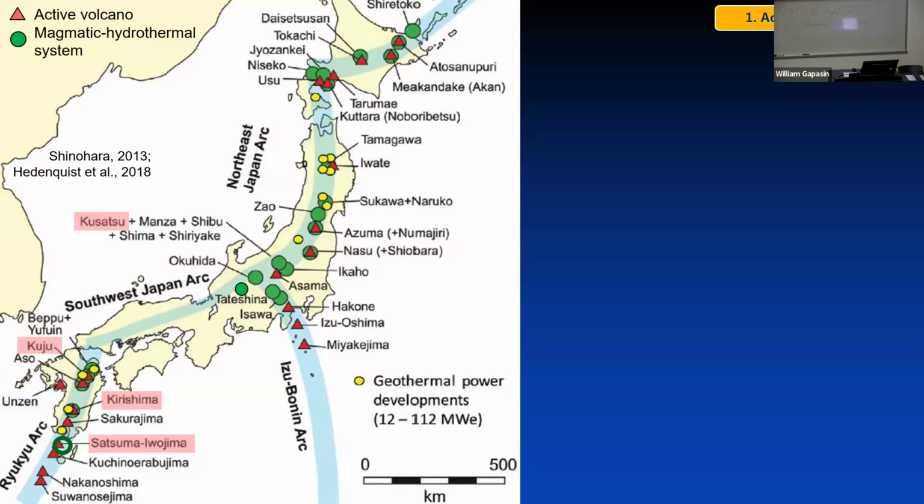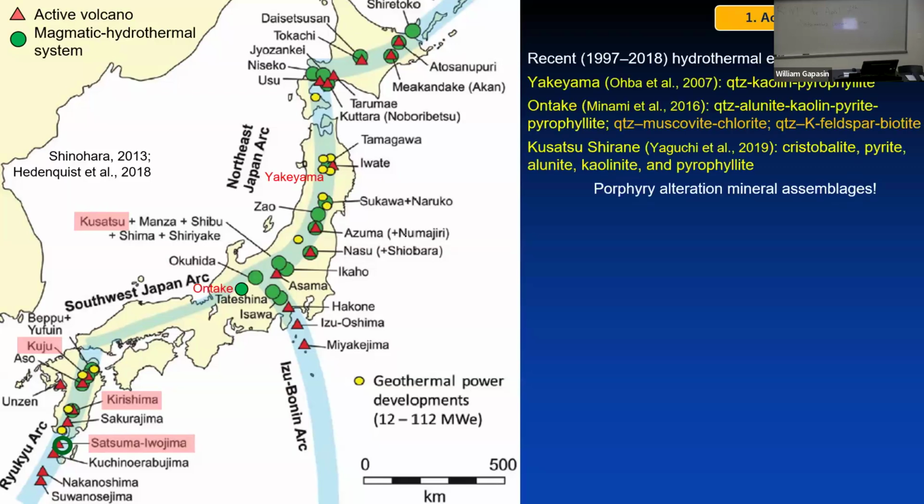Go to Japan, 41 active volcanoes. Virtually all of the active volcanoes have magmatic hydrothermal systems, acidic magmatic hydrothermal systems. Three recently erupted: Takayama, Ontake, and Kusatsu-Shirane, right there. These are the erupted products from those hydrothermal eruptions. Quartz, kaolinite, quartz, alunite, pyrite. Also, quartz, muscovite, fluorite, feldspar, biotite. Sound familiar? These are, at least in this case, porphyry alteration minerals.